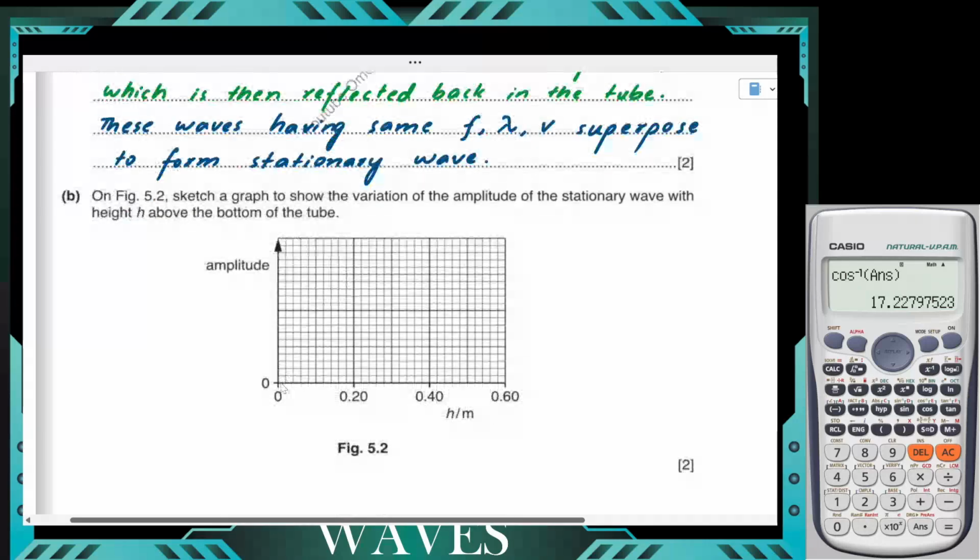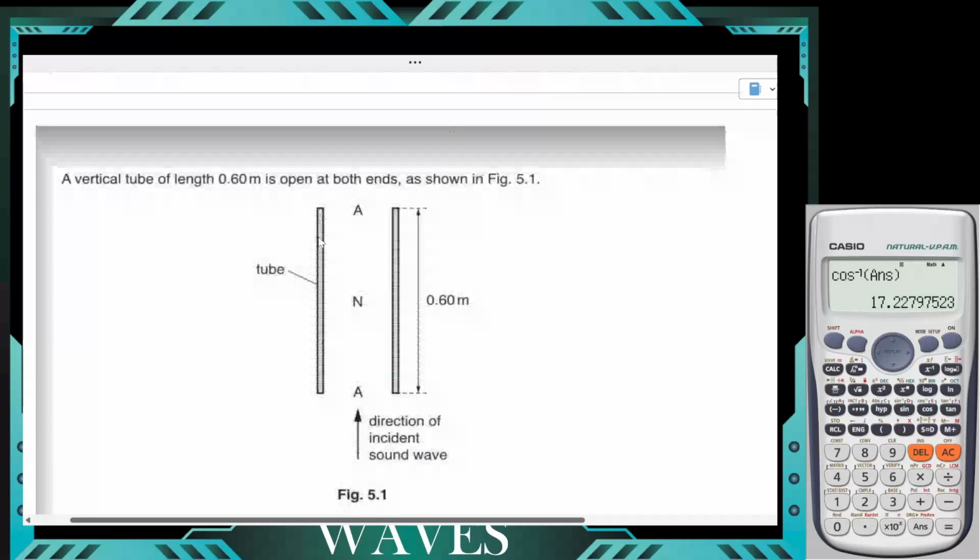Okay, up next we have the next one. Sketch the graph to show the variation of the amplitude of the stationary wave with height h above the bottom of the tube. Before I answer that question, let me draw the stationary wave for this case. Can you tell me what case is this?